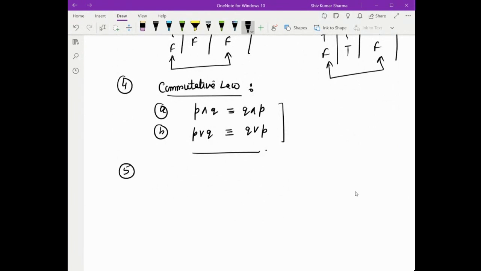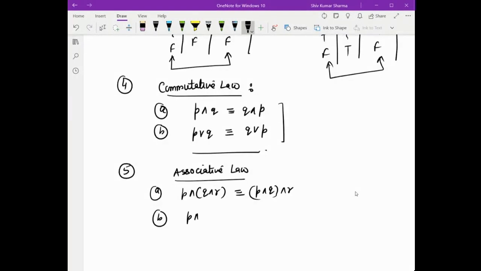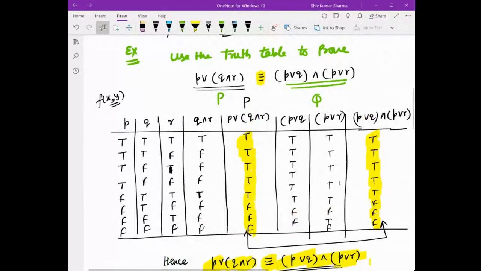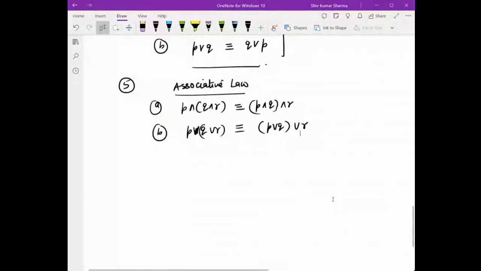Now law number 5, associative law. In associative law, we have three statements P, Q and R. First, P and (Q and R) is always equivalent to (P and Q) and R. Second, P or (Q or R) is always equivalent to (P or Q) or R. Similarly, you can prove this by using a truth table with three statements P, Q and R. We also discussed this in set theory: associative and commutative always hold in each case.